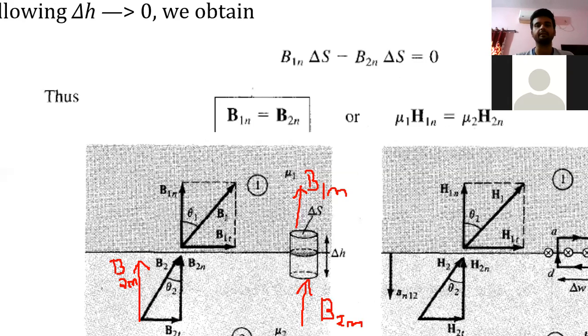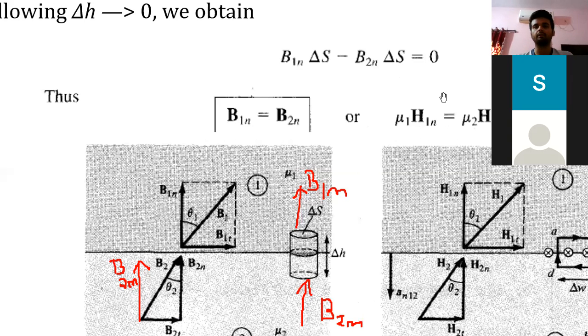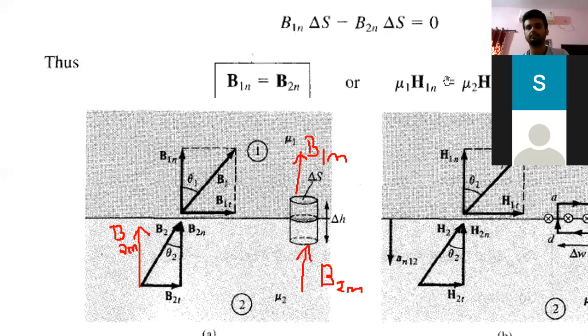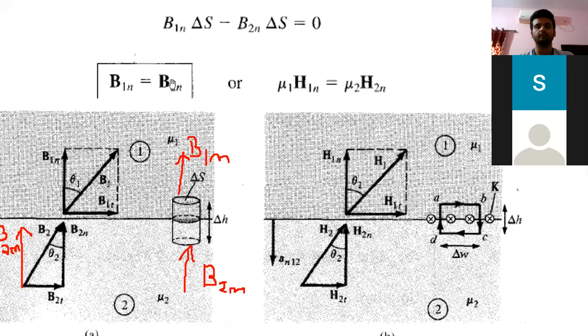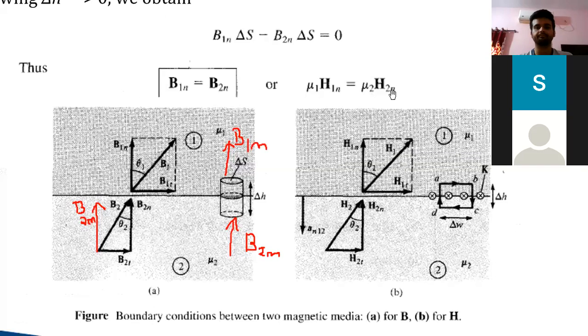Still, we have not got any inference about the tangential components. Now, one more inference you can write like this. What is B1n? Mu1 into H1n. B2n is mu2 into H2n. So mu1 into H1n equals mu2 into H2n. This also you can write.